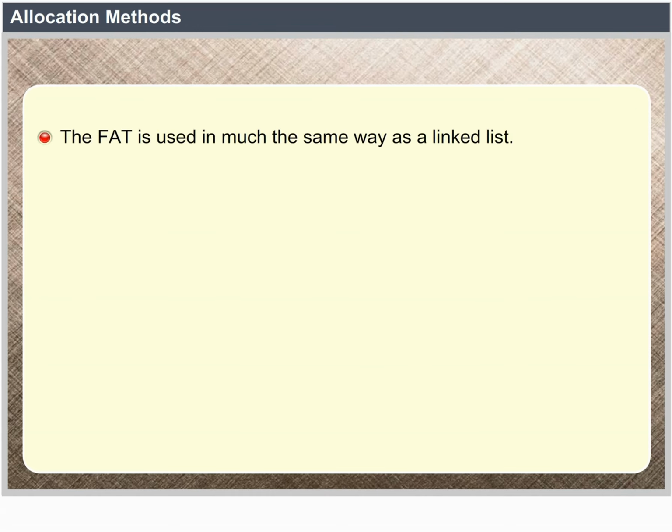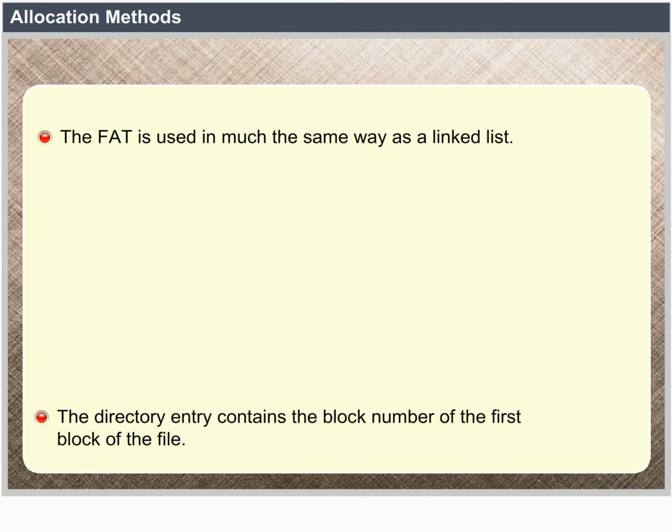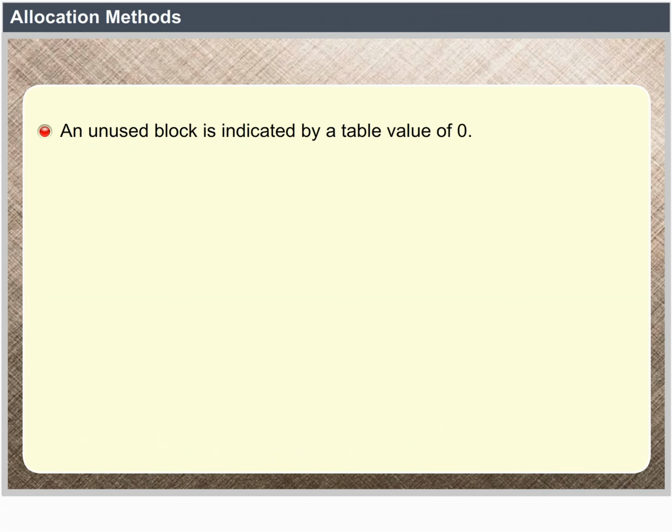The FAT is used in much the same way as a linked list. The directory entry contains the block number of the first block of the file. The table entry indexed by that block number contains the block number of the next block in the file. This chain continues until it reaches the last block, which has a special end-of-file value as the table entry. An unused block is indicated by a table value of 0.